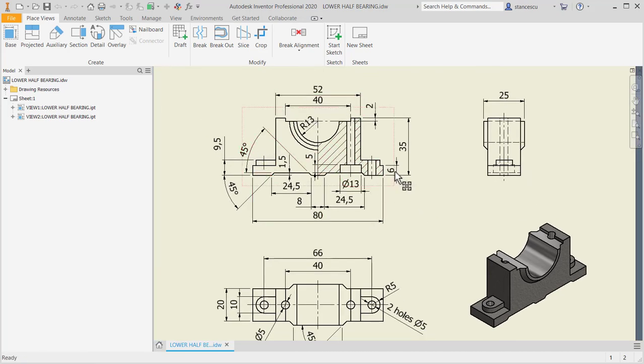I'll start with this contour, and as in my previous tutorial, I start with drawing the axis of 35 to have an idea of the dimensions of this part. As you can see, it is a small object, 80, 35, and we have to respect all these dimensions with the 6 here and radius 13. Let's go.